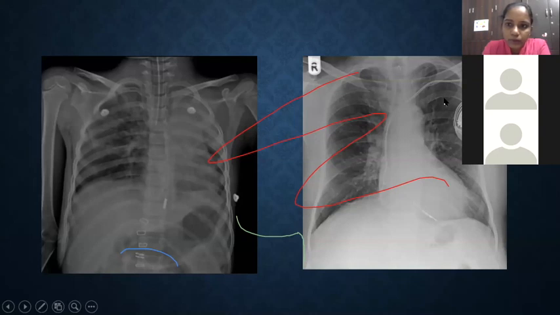And this is the permanent pacemaker. I'm sorry, this is the pacemaker, and we can trace the end of the pacemaker to the left ventricle. So these are the insertions which should be looked for in an ICU patient.